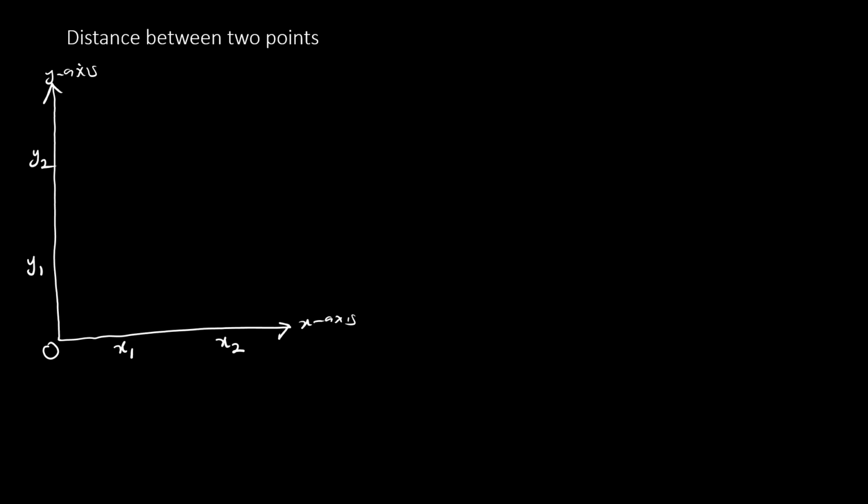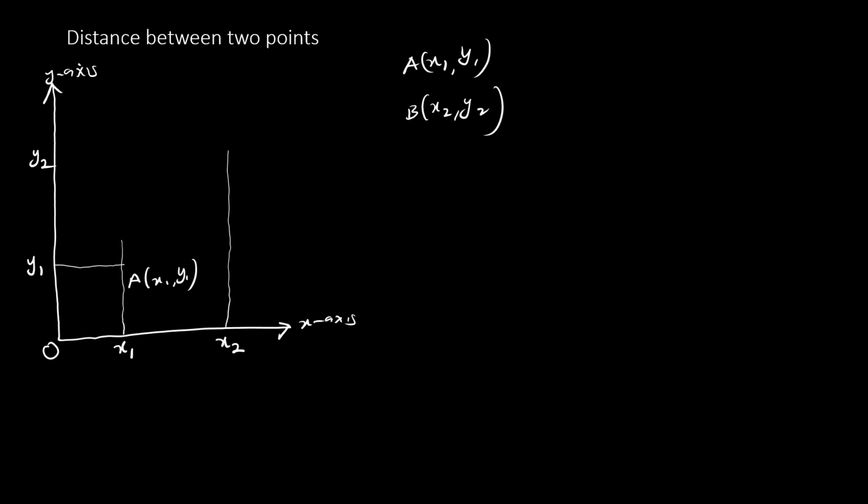So let's locate point A, which is A, x1, y1. Since we are referencing the x-axis first, this is our x-axis and this is the y-axis. So we now have point A to be here with coordinate x1, y1. And also point B, which is x2, y2. So we are going to have this particular point as point B, with coordinates x2, y2.